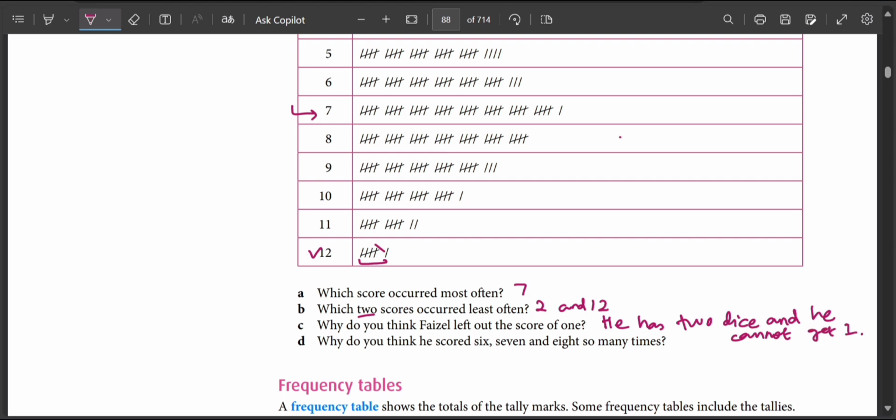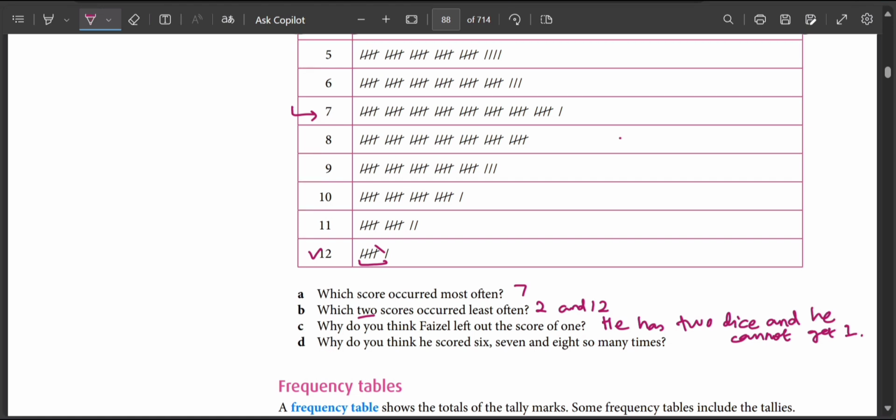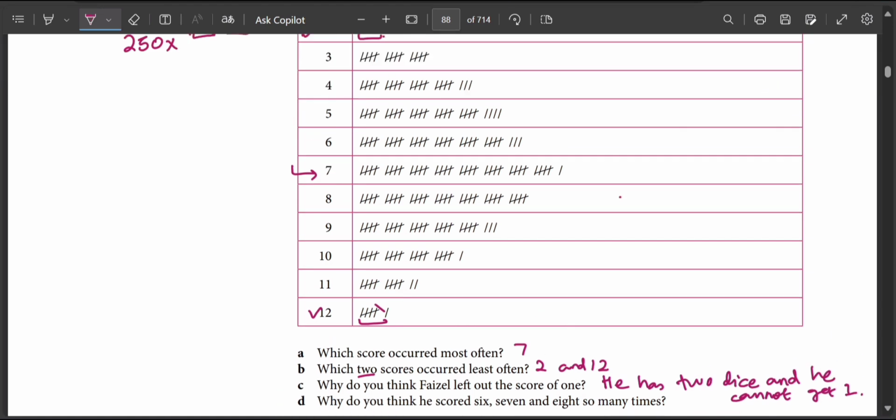Why do you think he scored 6, 7 and 8 so many times? Okay, for this let's see हमारे पास 6, 7, 8 के क्या combination बन सकते हैं on a dice. You can get 2 and 4, sorry, and you can get 2 on one dice, 4 on the other one, 3 on the one and 3 on the other one, and you can also get 6 through 1 and 5. So there are three possibilities.